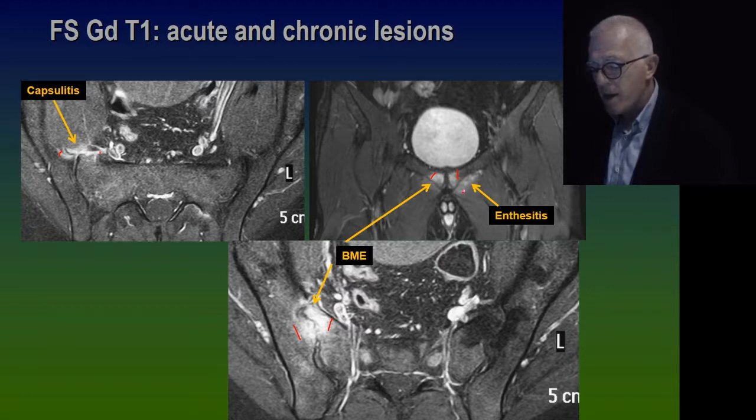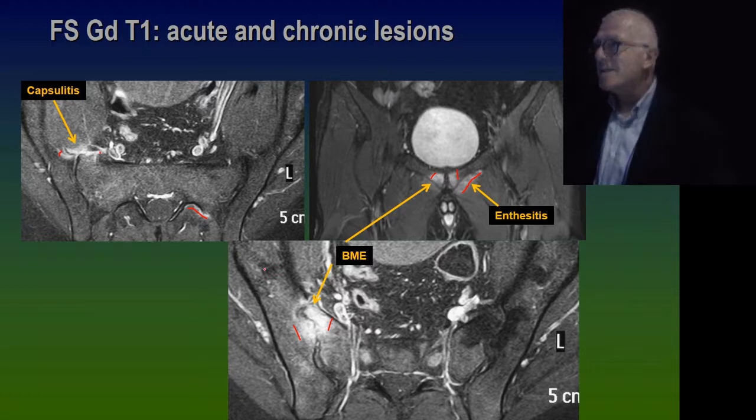We see edema at the insertion of the adductor ligaments and tendons, and we see also edema at the ligaments posterior to the left sacral wing. This is enthesitis. Enthesitis is better seen with gadolinium injection.